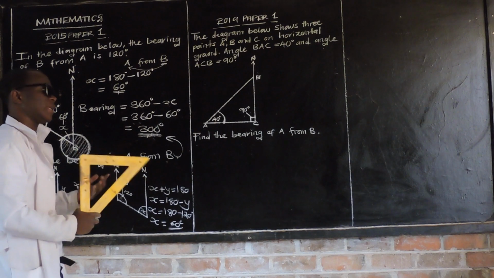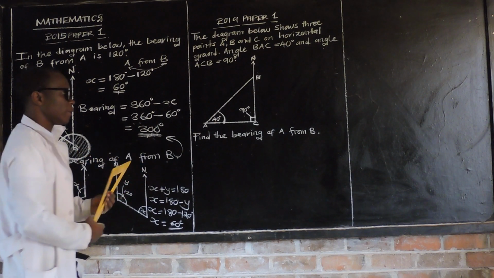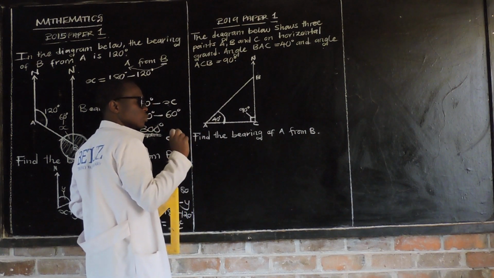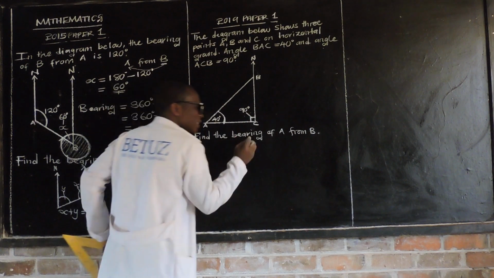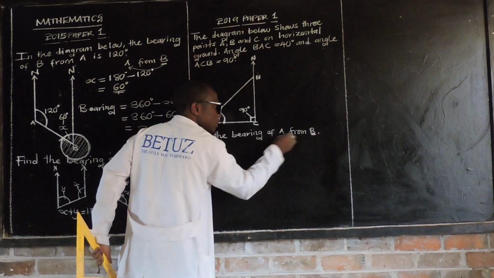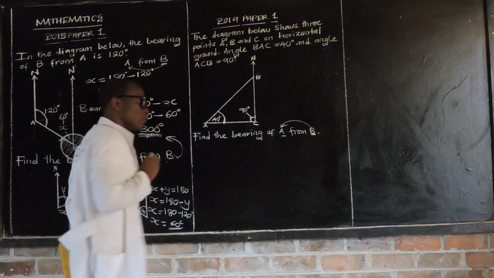Remember I said on bearings, these things are simple. The first thing to do is to identify the point where you're starting from. So we're starting from the north of which point? We're starting from the north of point B. Okay? North of point B going to point what? Going to point A.